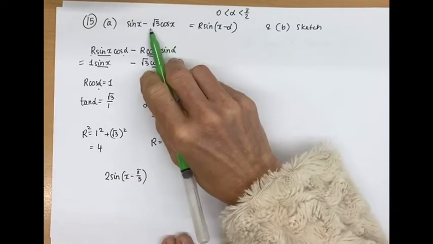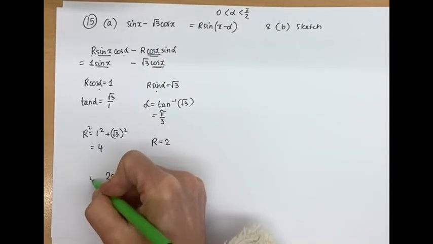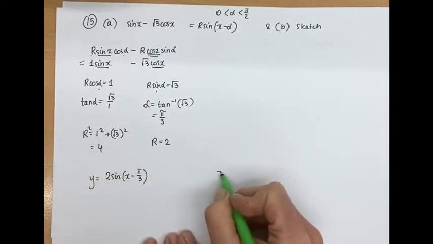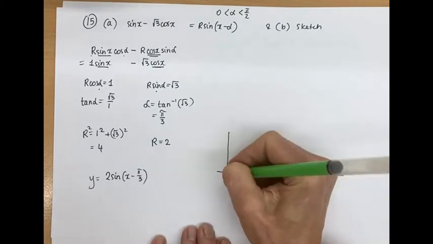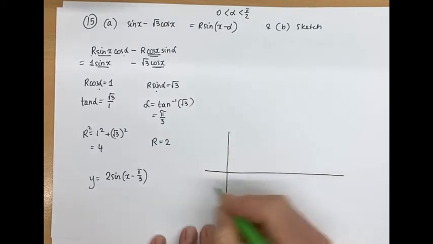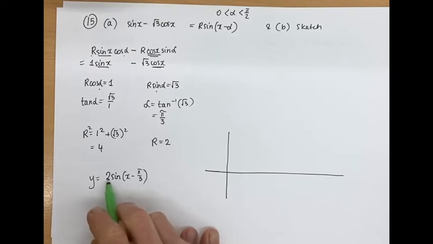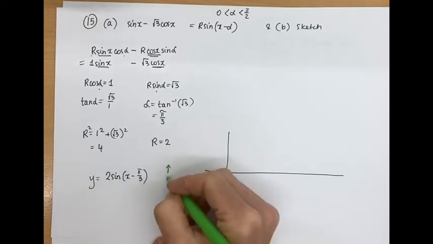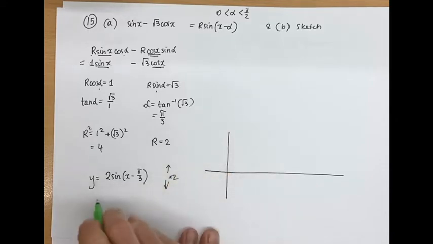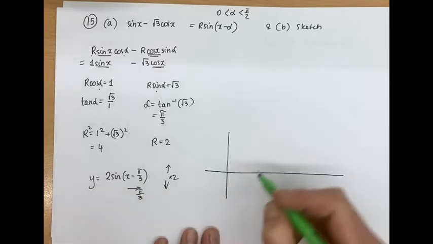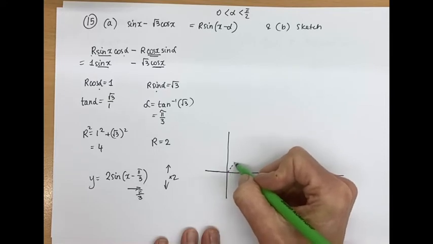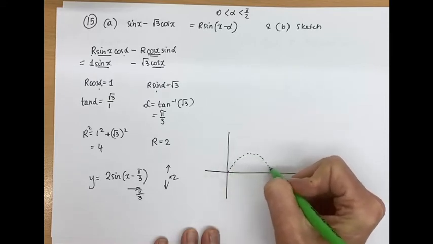So if you're asked to sketch this function, they don't tell me on what domain to sketch it, so we just make sure that it's quite big. So this one here is stretched by 2, because there's 2 outside, and it's going to be shifted 60 degrees right. So we're going to move our sine 60 degrees right. So normally sine looks like this.